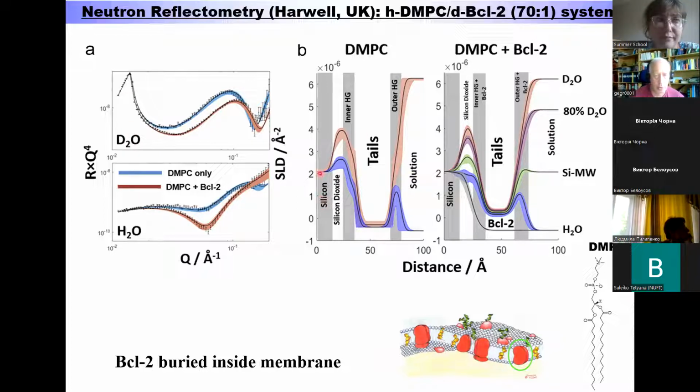Then you have to make a so-called scattering length density profile. Here is the membrane, from the silica across the membrane. You go from 0 up here, like walking through the membrane and seeing the densities. You see the inner head groups of the lipid, the fatty acid tails, the outer head groups, and then the aqueous solution outside. Then you do it before and after BCL2. With BCL2, you see that something happens. This was deuterated BCL2. It suggests BCL2 is sitting where the fatty acids are, so it is sitting more in the membrane.